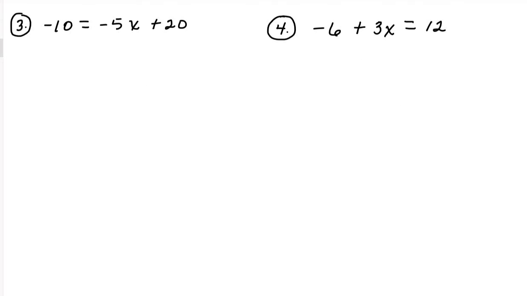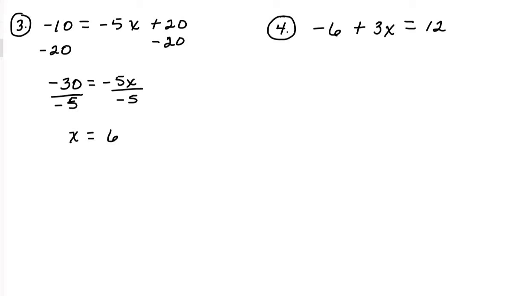And problem 3, notice that over here on the right-hand side is where my variable is, and I need to get rid of the negative 5 and I need to get rid of the 20. The first part that I'm going to get rid of is the 20. So the inverse of adding 20 is subtracting 20. So I have negative 30 equals negative 5x. I'm going to divide both sides of my equation by negative 5, and I end up with x equals 6. That's supposed to be a 5.